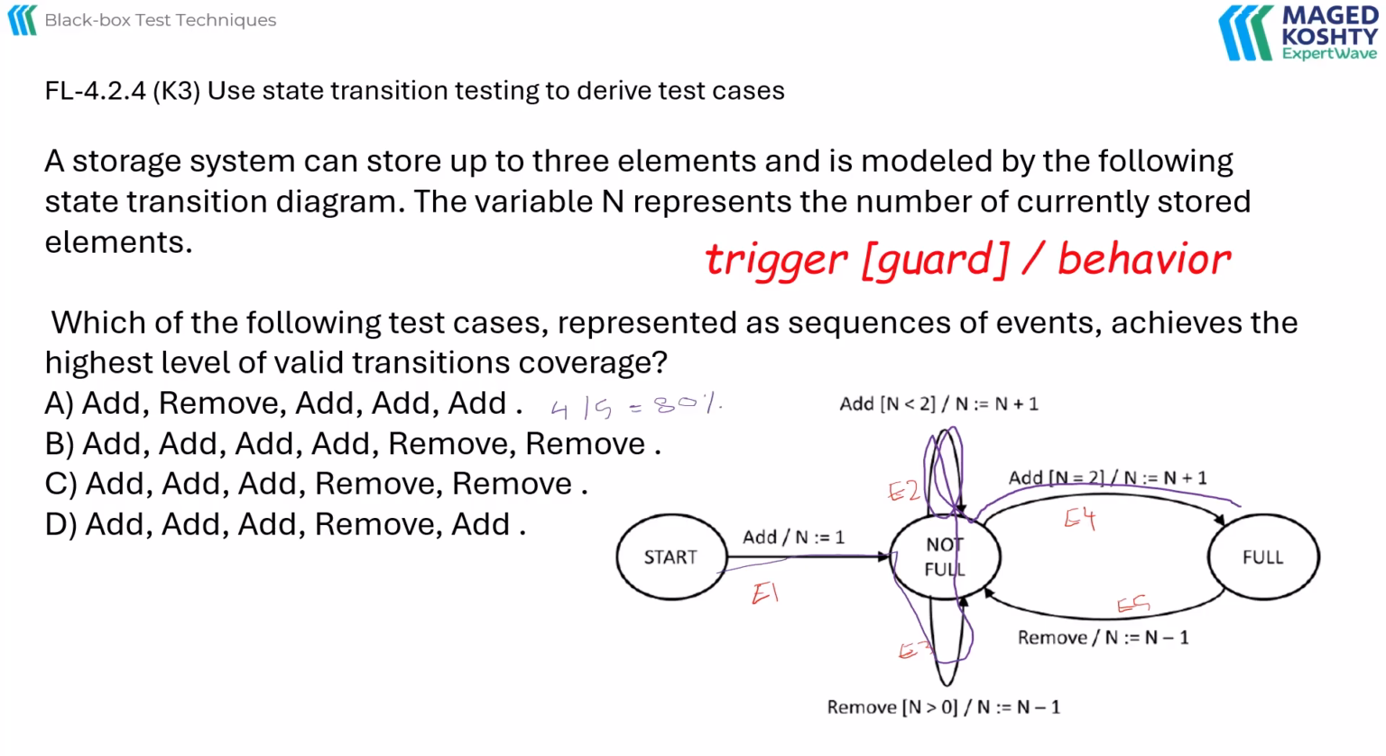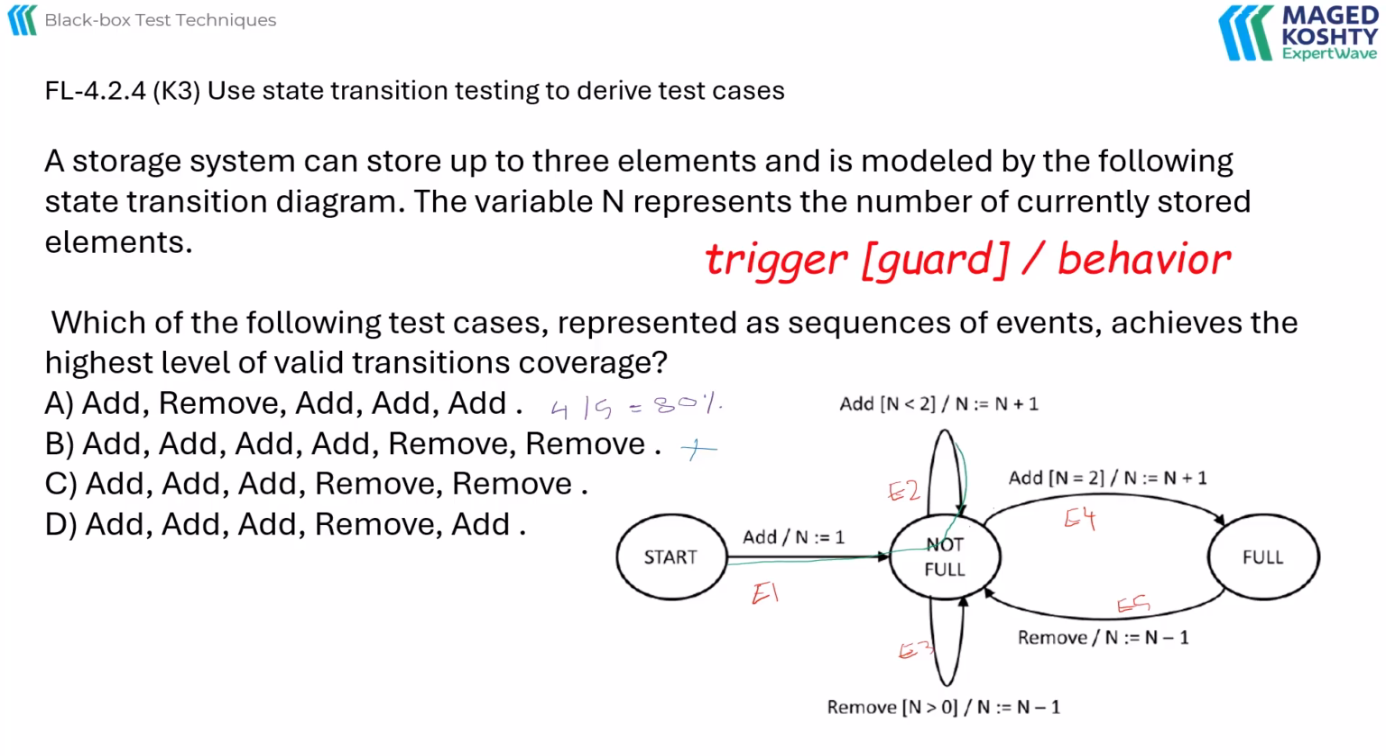Ooh, and I guess the modal answer is explained wrong here. Test case B: add, add, add, add, remove, remove. This is not possible. The system is in the full state after 3 adds, so we can't have 4 consecutive adds.